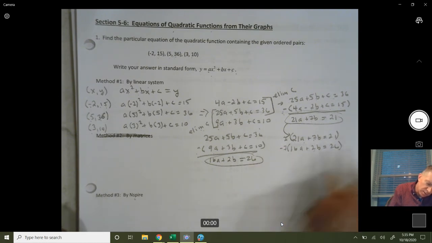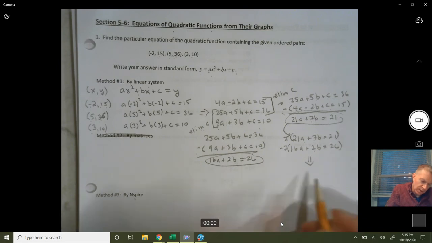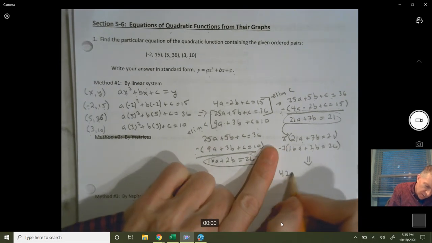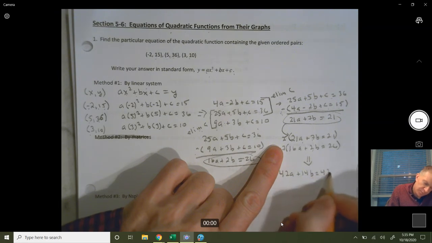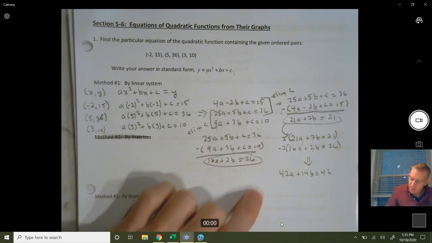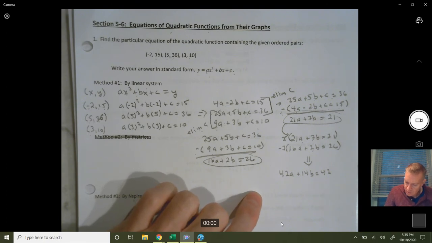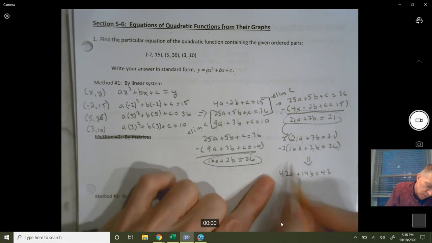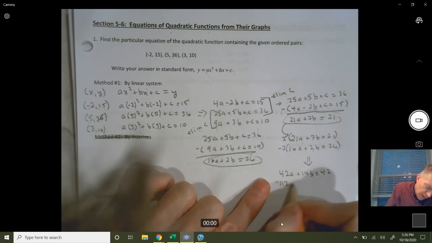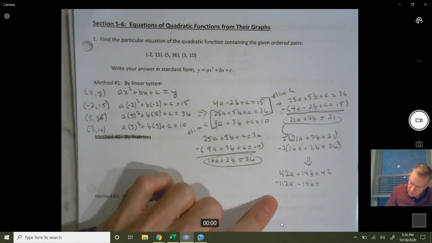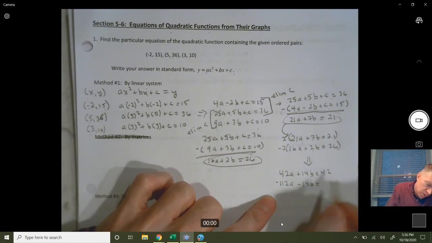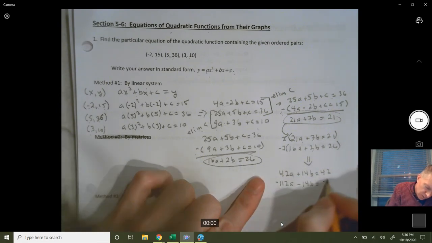Okay. Let's bring this down. And I will get 42a plus 14b equals 42. Negative 7 times 16. 7 times 16, 112. So negative 112a minus 14b equals 7 times 26, 182. Negative 182.